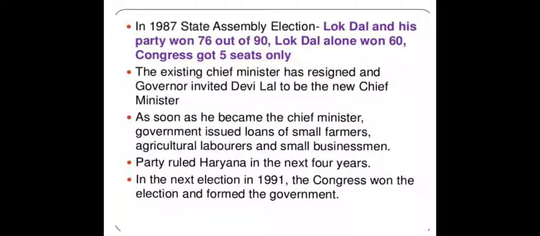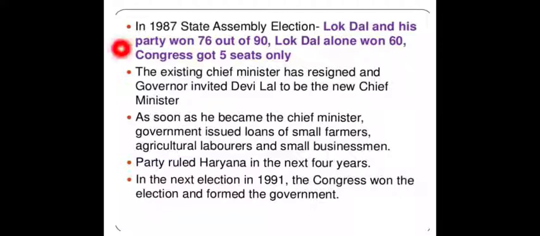Children, in the 1987 state assembly election, Lok Dal and its allies won 76 out of 90. Now see, I am explaining to you about the election which was held in 1987. So how many seats did they win? 76 out of 90. Lok Dal alone won 60. Congress got 5 seats only. It means for the first time in Haryana, the Lokdal party got a clear-cut majority in the assembly election, and Congress was badly defeated in the Vidhan Sabha election.